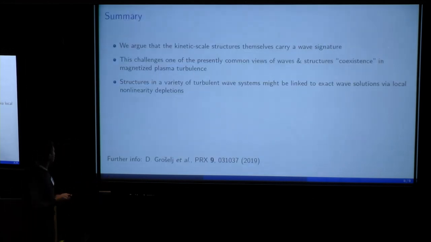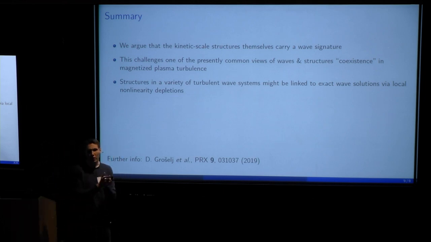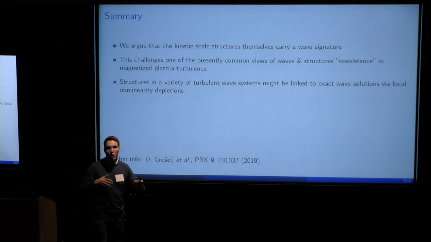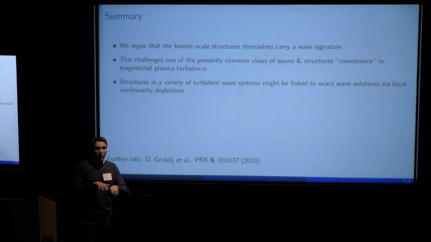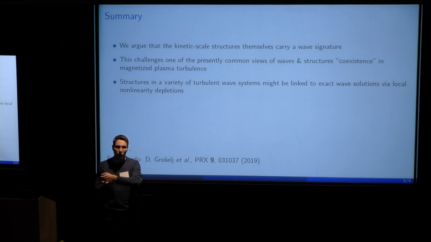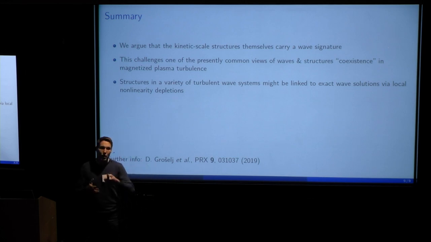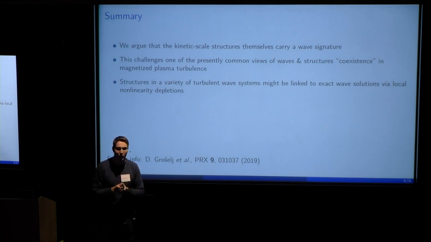So this brings me to my conclusion. We argue that the kinetic scale structures themselves preserve a wave signature, and this is somewhat opposite to one of the common views in the literature, which talks about waves and structures coexisting, as if they were mutually exclusive things. One of the arguments for why this might be so is that, naively speaking, you would think the nonlinear time is inversely proportional to the fluctuation amplitude, but actually there's this geometric factor that you have to consider. So the structures are not that much more nonlinear than anything else that's out there in the turbulence. Thank you.